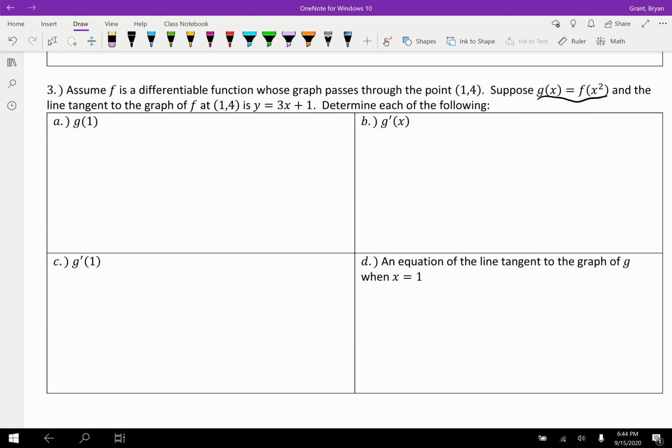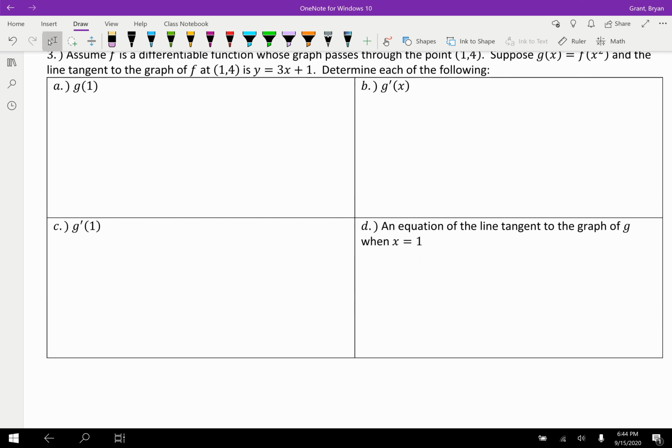Oh, I always like to break this part down first. We'll do it at the bottom. This is tangent to the graph of f. If I wanted to write the tangent line to f, it'd be f prime of what? Well, where is this tangent? It's tangent at the point (1, 4). So f prime of 1 times x minus 1 plus f of 1.